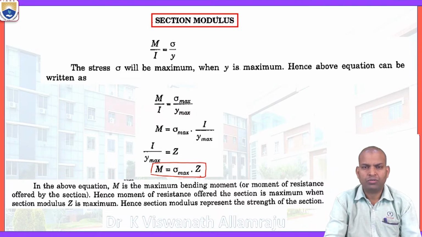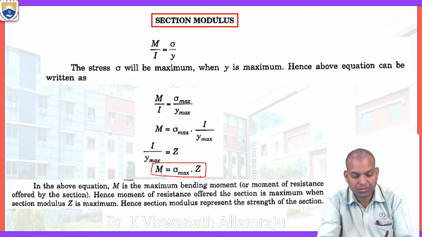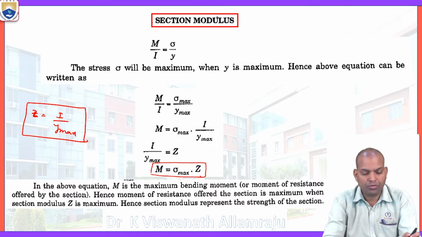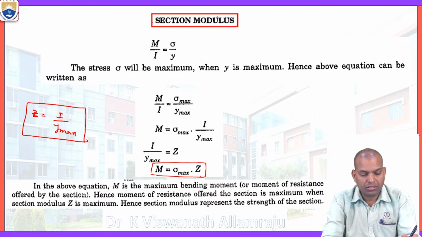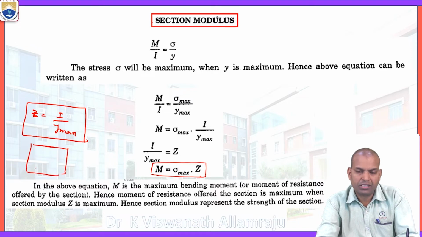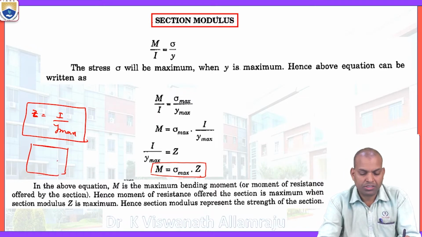That is M equal to sigma maximum times section modulus, sigma maximum times Z. This Z is equal to I by y max. So this Z is important. The mathematical equation is so important. And also Z varies from section to section. Suppose Z has some formula for a rectangular section, and it will change for a square section. For an I section it is different.